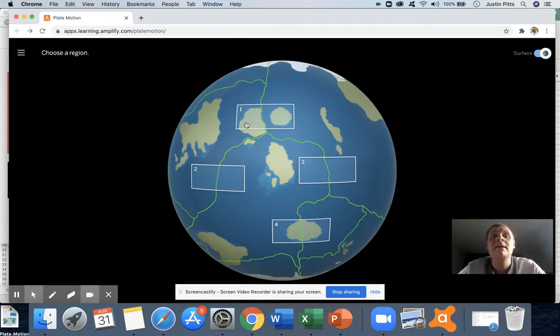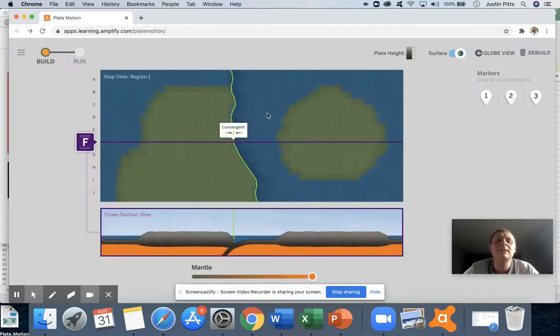They can make guesses, observations, or predictions based on the core samples they're able to collect during scientific drilling. But it's through plate motion that we really begin to understand the mantle. Let's take a closer look. I'm going to select region 1.